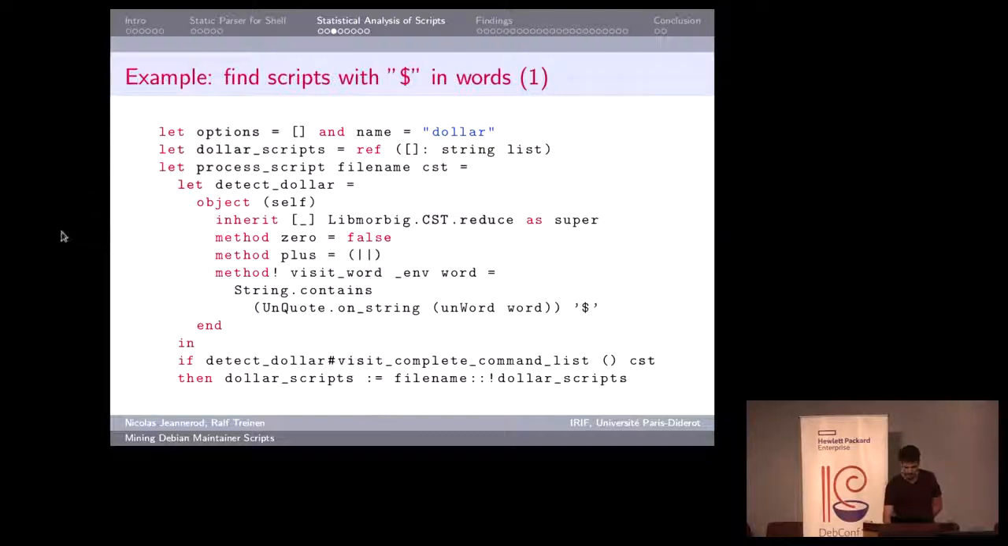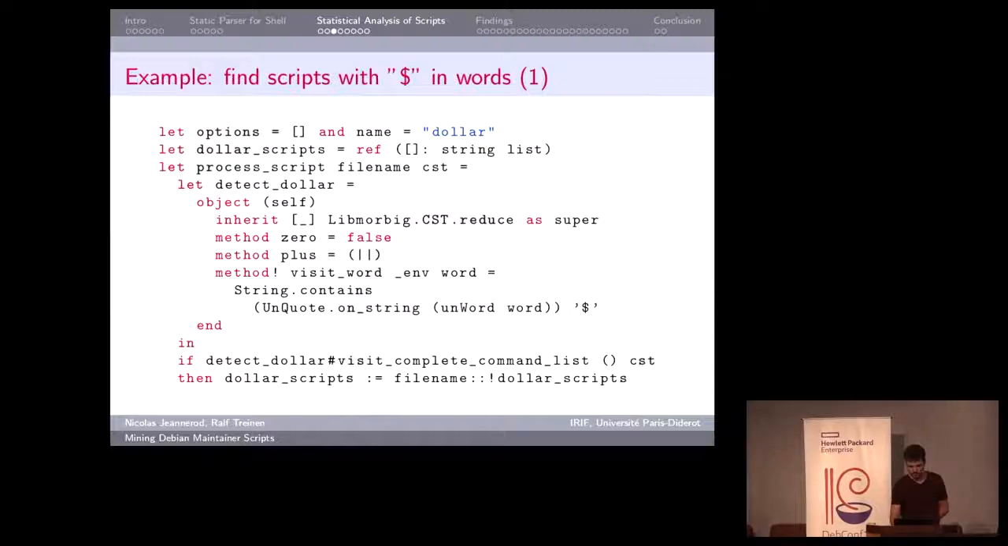What you do is you create an object, so it starts here, you create an object that inherits from one of these visitors, and you just have to override one method, and this is what is here, you override the method that visits the words. So all the other functions will still be the same and will just crawl the CST. And this specific function will just test whether you have a dollar in the word. Which means that in 10 lines you've written something that goes down the whole tree and reads, at a certain place in the grammar, whether there are dollars.